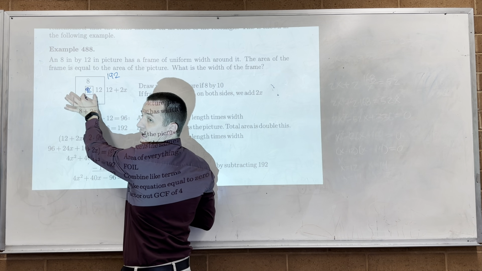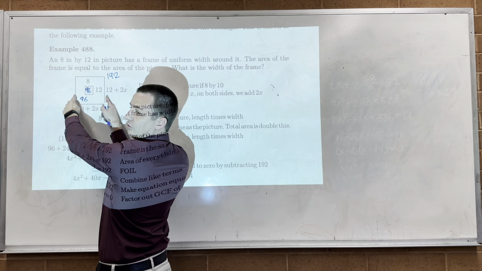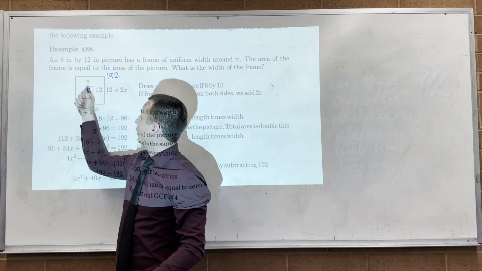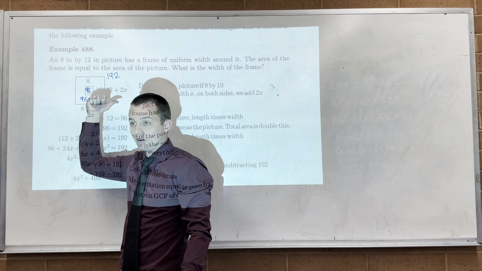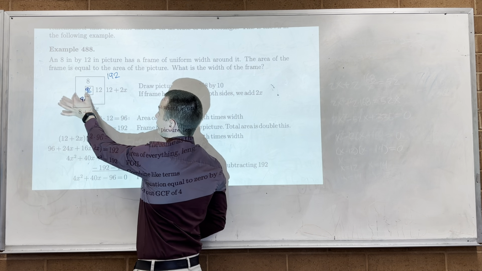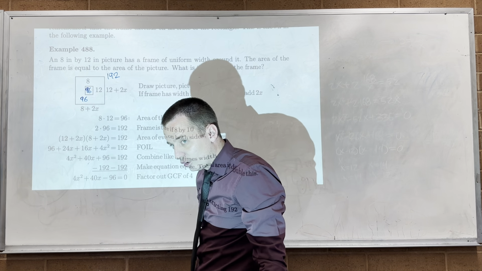If the picture is 8 inches wide, and the frame is 4 inches wide, how wide is the whole picture? 24, because you have a frame on both sides of the picture. The picture is 8 inches, this side of the frame is 4 inches, then this side of the frame is 4 inches, and the width of the whole picture then is 24 inches.